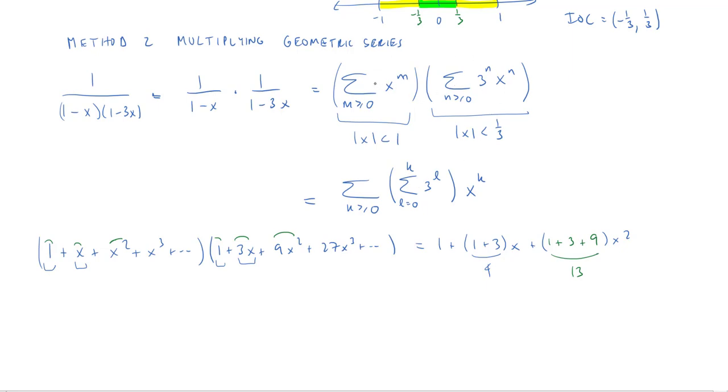Okay, so there is a nice formula you can always use for figuring out this coefficient. And it will come by multiplying corresponding terms together, and you need to look for ones which are going to add up to the same value, whatever this k is. Okay, so that's how we can do this.